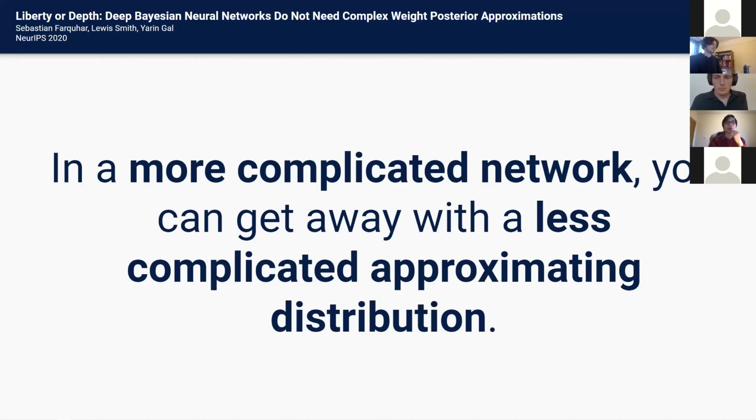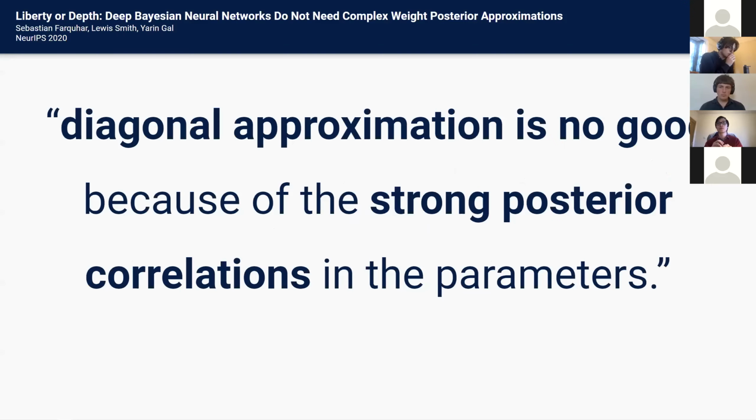In a nutshell, our hypothesis is that in a more complicated network, you can get away with a less complicated approximating distribution. The idea for this might be something like what you find with complexity in networks that aren't Bayesian, where the complexity of the connections and the number of parameters lets you express a really complicated predictive function, even though you have all these simple components. And a hypothesis might be that your complicated large network can transform simple weight distributions in a way that lets you approximate a very rich approximate predictive posterior distribution over the outputs.